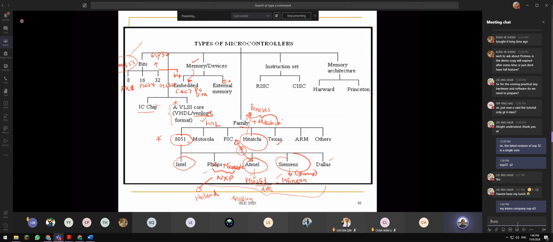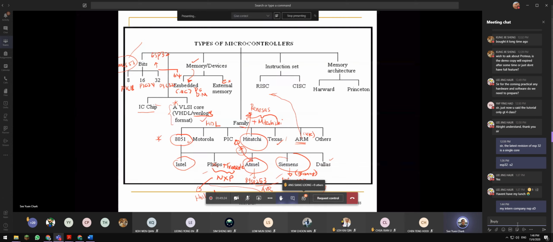We got Dallas, we got ARM. Of course, ARM is from the UK. ARM is also evolving. We already have ARM11, different kinds of ARM. ARM is an ARM microcontroller. This ARM is related to the RISC architecture, Advanced RISC Machine. RISC is reduced instruction set computer. CISC is complex instruction set computer. We will talk about this later.